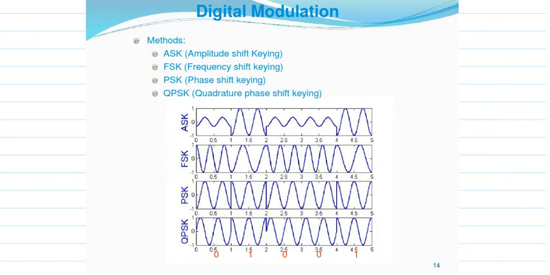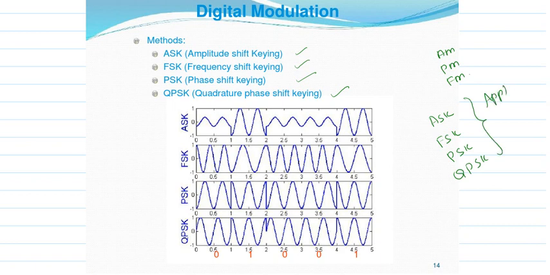Then digital modulation, we have again four types: amplitude shift keying, frequency shift keying, phase shift keying, then quadrature phase shift keying. According to the application, people go for either analog modulation or digital modulation. If it is analog, they choose either AM or FM or PM. If they are going for digital modulation, whether they go for ASK or FSK or PSK or QPSK, all this variation depends on the application.